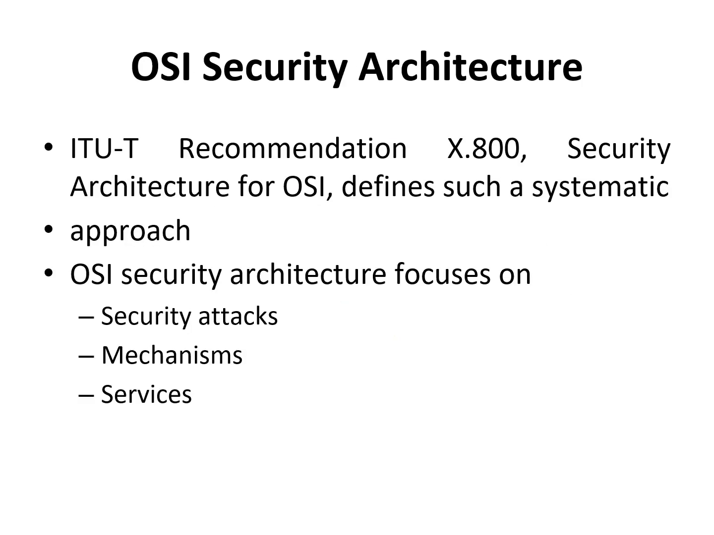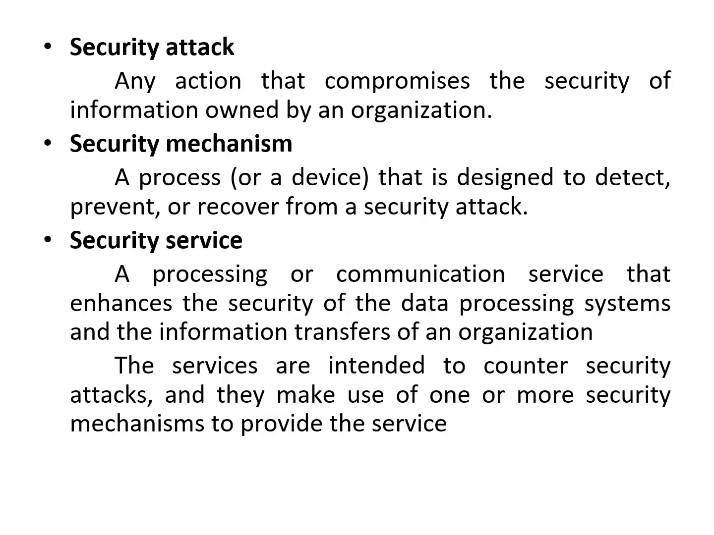The next one is a very important thing, the OSI security architecture. The IEEE recommendation X.800, Security Architecture for OSI, defines such a systematic approach. In this OSI security architecture, we are going to focus on three things: what is a security attack, and what are the mechanisms and the services provided by the OSI. First we will look at security attacks.